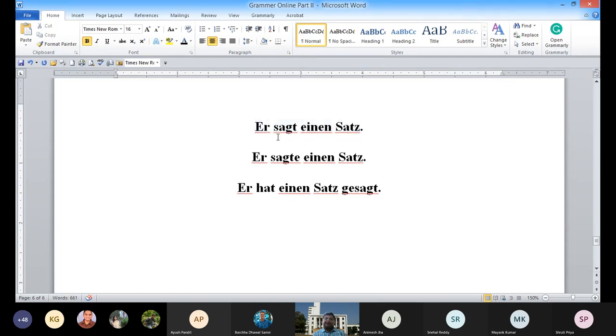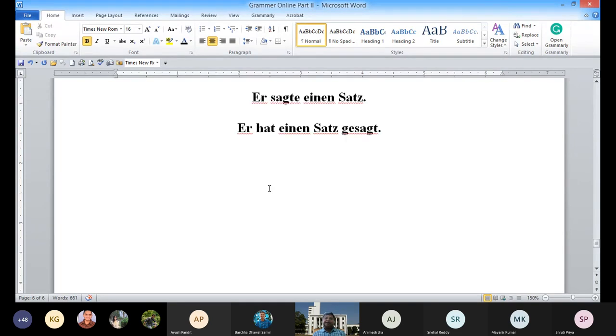And sagen, sagte, gesagt. These are the verb forms. Sagen, sagte, gesagt. The second form is sagte, S-A-G-T. He said, or he told a sentence. And he has already said a sentence. So er hat... you know, in perfect tense in English also we are using the verb haben, have or has. So er hat einen Satz gesagt.